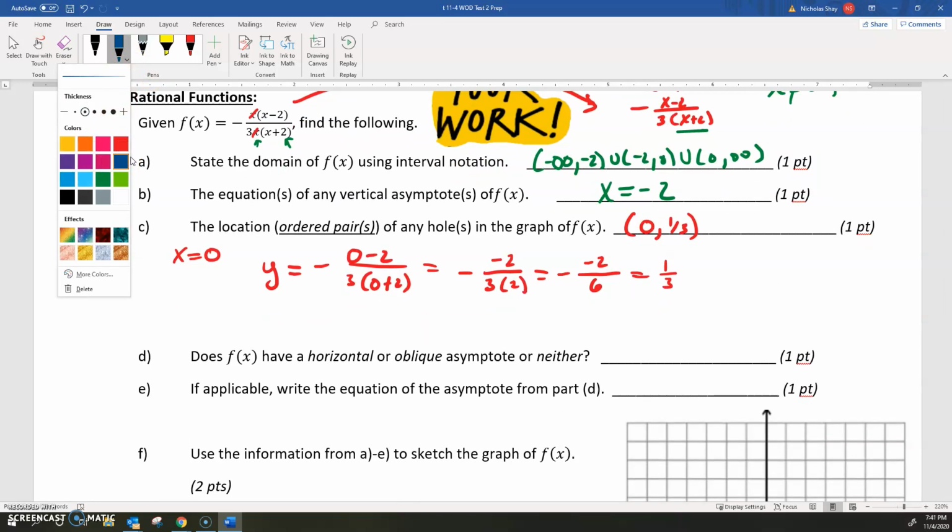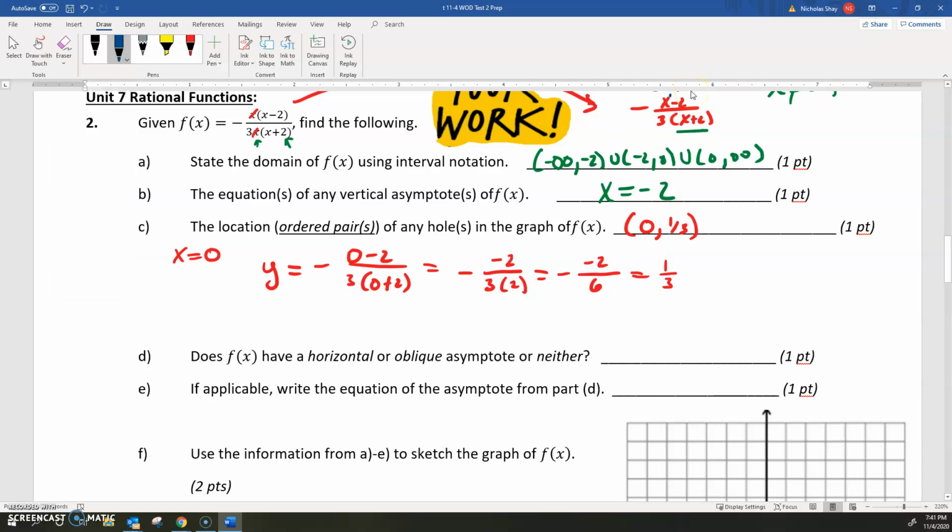All right. Now, for a horizontal or oblique asymptote, we are looking at the degree of the numerator and the degree of the denominator. When I take a look at this one, it really doesn't matter if we look at the reduced form or the original. In the reduced form, the degree on top is 1, the degree on the bottom is 1. If we go to the original version, the degree on top is 2, the degree on the bottom is 2. So, regardless, they have the same degree, which means that they will have a horizontal asymptote.